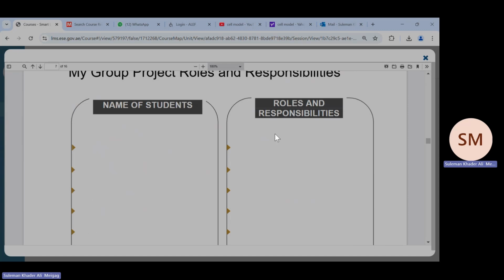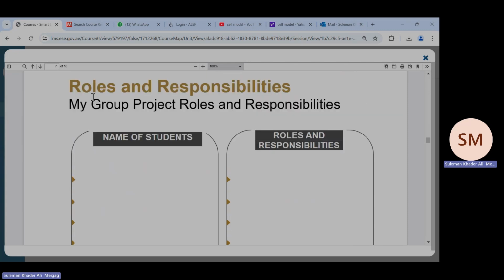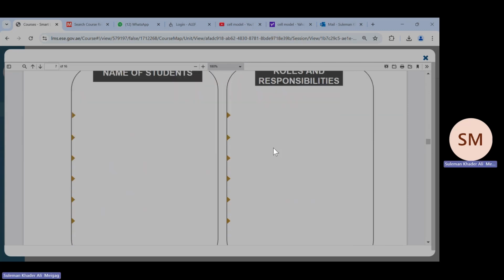So as you go down in this student book, you need to write all the members of your group here and what each of them does. So all the names of the members and what their responsibilities and roles are. What does each one do in the group? So this is about the group project.